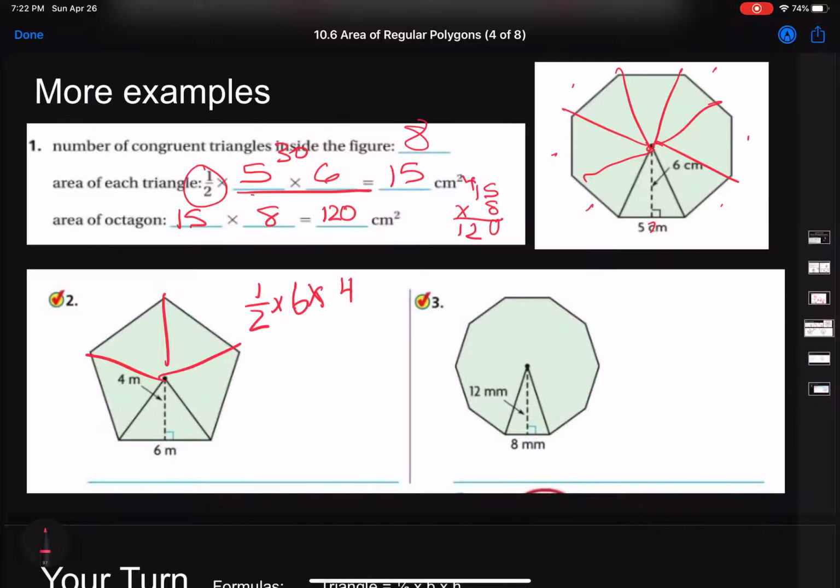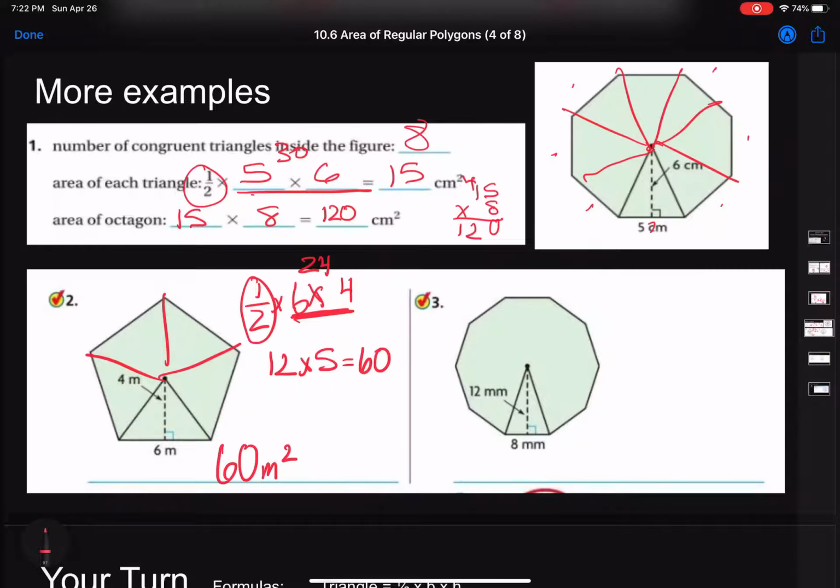Okay, here's another one. It's not really that hard. Think about it. Do 6 times 4. That's 24. Okay, then you need to half it. What's half of 24? 12. Okay, so one triangle is 12 meters, but we have 5. So then you're going to go times 5. So 12 times 5, 60. So then you're going to get 60 meters squared. And that's going to be your area for this polygon.